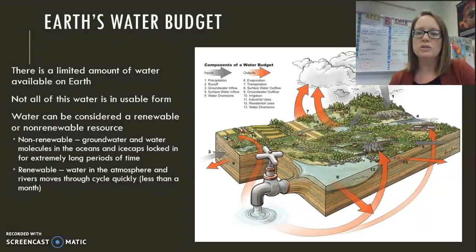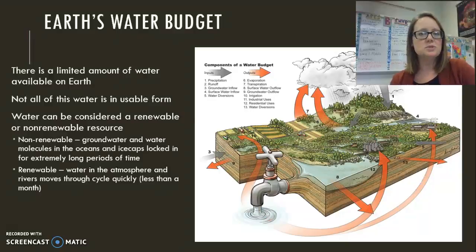So not all water on Earth is in a usable form, and as long as we are using it sustainably, it's considered renewable. So water in the atmosphere and in our rivers, because it moves through the water cycle very quickly, usually less than a month, can be considered a renewable resource.